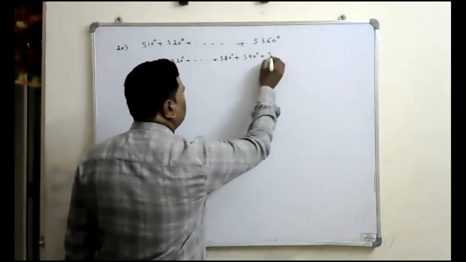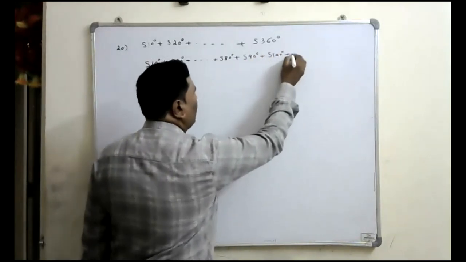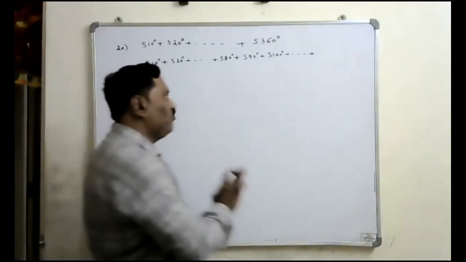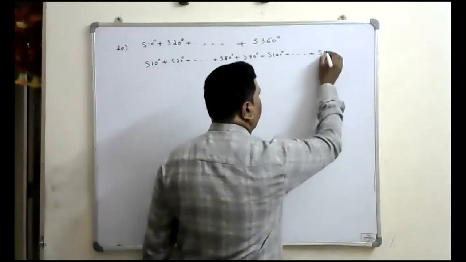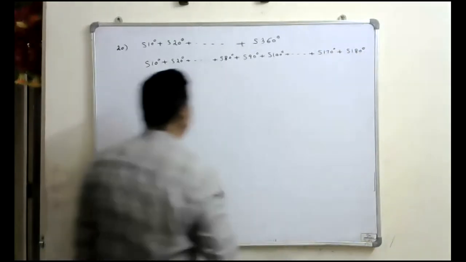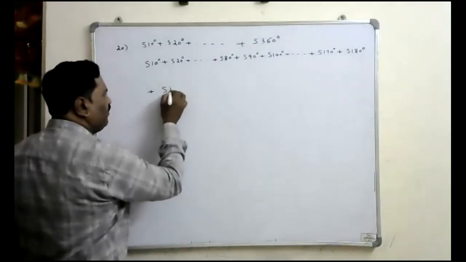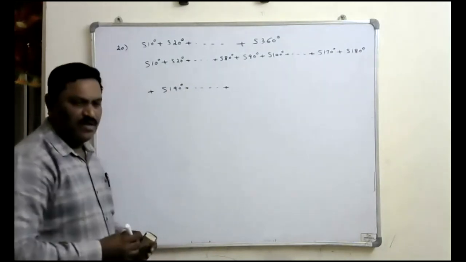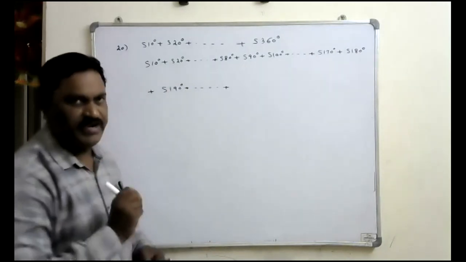After 90 we have sine 100. Plus like that, the next quadrant angle is sine 180. Before the 180, we will have 170 degrees, plus then sine 180 degrees. After 180, the 190 degree will be there. Plus like that, if you go on writing, the next quadrant angle is 270.